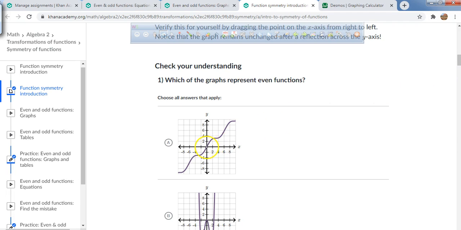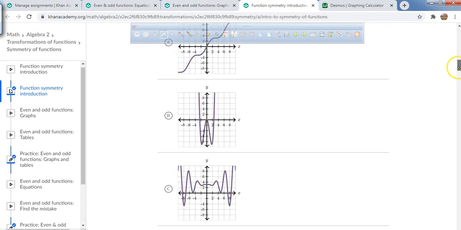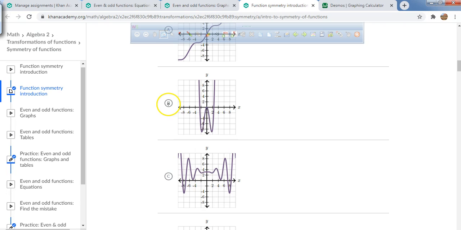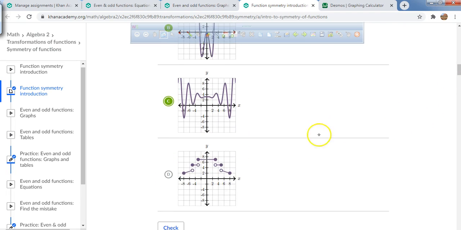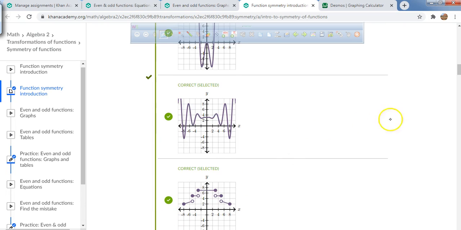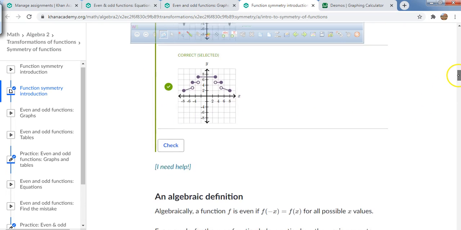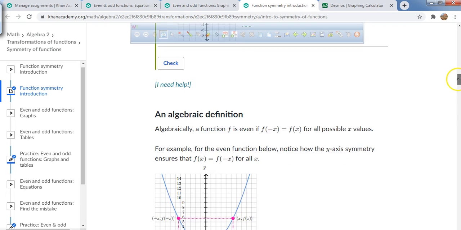Well, this is not symmetrical about the y-axis. This one appears to be symmetrical about the y-axis. This one also appears to be symmetrical about the y-axis. And this one also appears to be symmetrical about the y-axis. So we're going to hit check. Hey, it looks like we got it all right. And that's what it's asking you to do. So what does that mean algebraically?